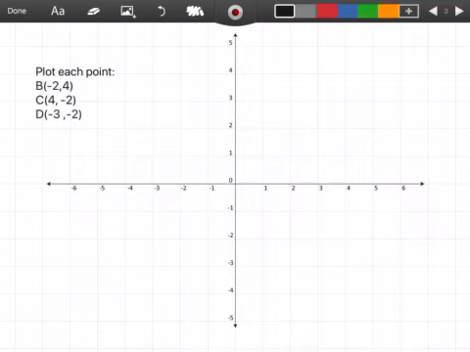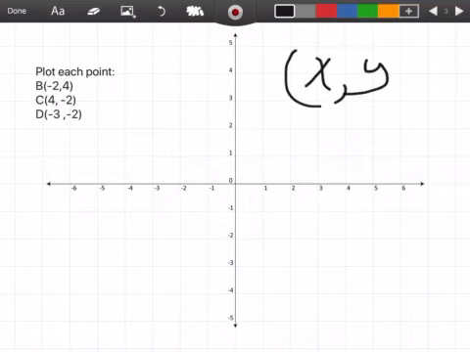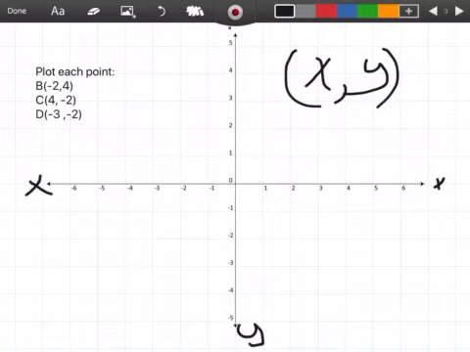Now, let's do some practice to plot these points. Always, what happens is x and y. That's how it's going to be. So, b is -2 and 4. If we substitute them, we get x equals -2 and y equals 4. Since this is the x-axis and this is the y-axis, -2 is right there, and then 4 up. This is where b would be.